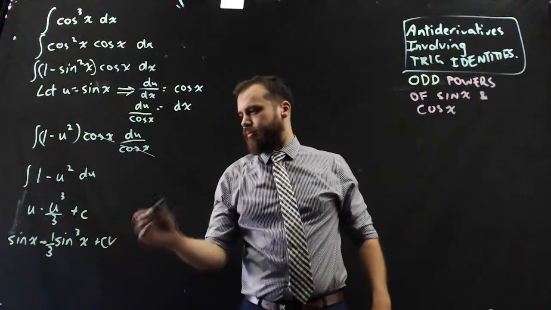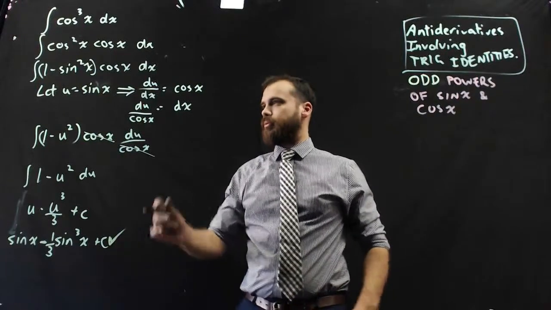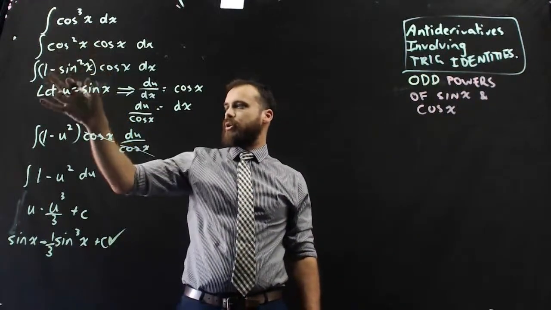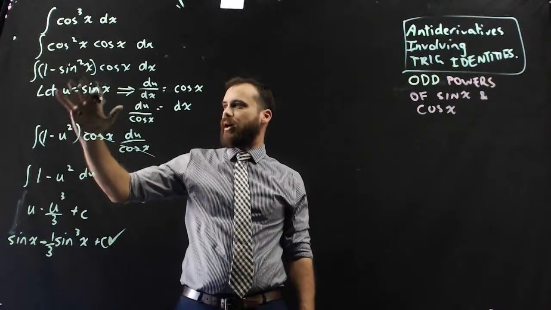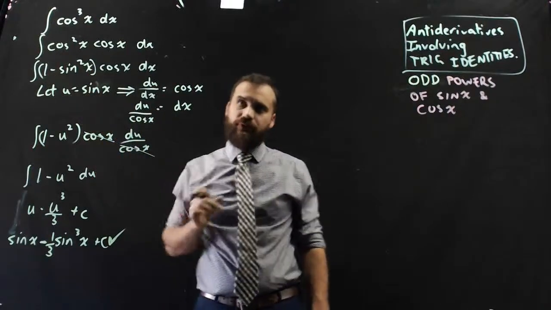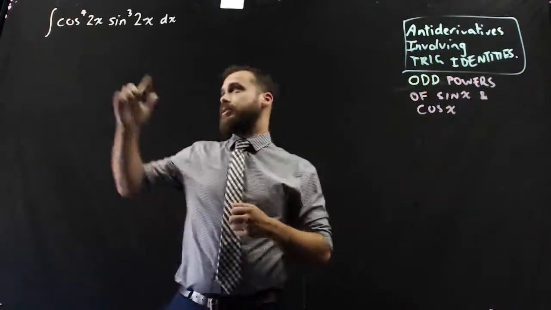Alright, so there's that one done. As you can see, really straightforward. Once you spot the fact that because there's an odd power, you've got to use the Pythagorean identity and then move from there. Alright, so here's another example here.